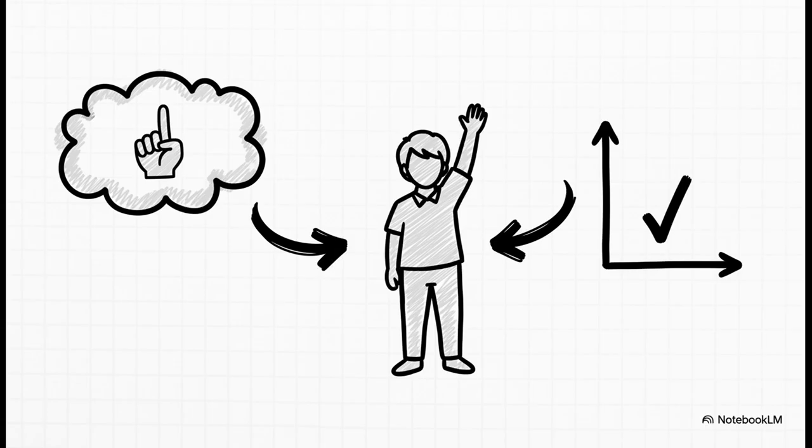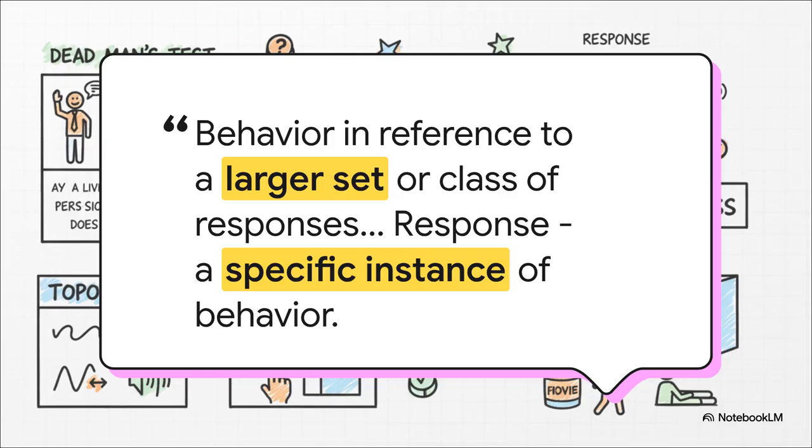It's your data point. And you know, Cooper, Heron, and Heward, White Bible as we all call it, they spell it out perfectly right here. Behavior is the big category, the big bucket. A response is just one single thing you pull out of that bucket. It seems simple, but getting that distinction right is incredibly powerful.